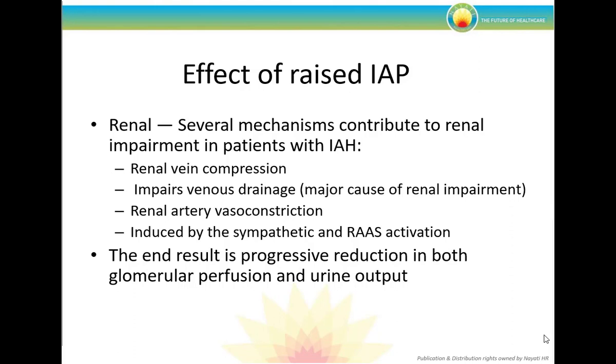So what are the secondary effects on the renal system? There are several mechanisms. The most common is renal vein compression. Renal vein compression will lead to venous stasis. This will lead to decrease in perfusion pressure of your kidneys. It can also cause renal artery vasoconstriction because of secondary effects of activated sympathetic system and renin-angiotensin and aldosterone activation. So the end result is progressive reduction in both glomerular perfusion and urine output.